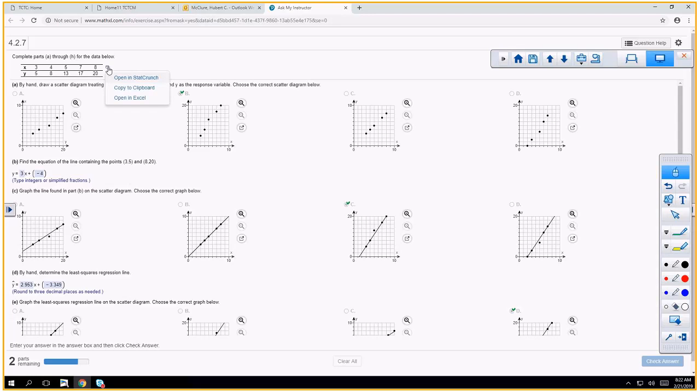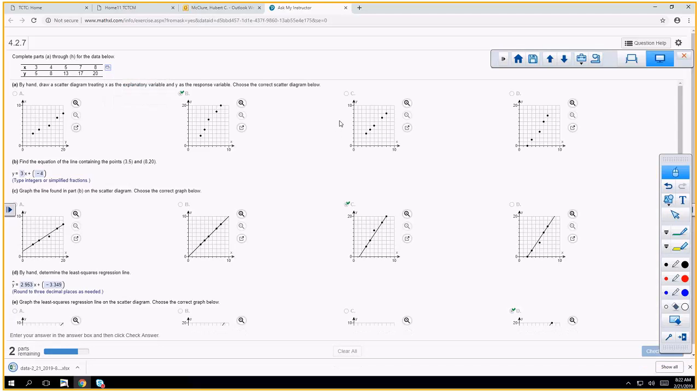I don't care what they're asking. Okay? So here we go. Open in Excel. And the reason I'm pulling it up in Excel is because it does a better job than your calculator. And it's easier for me to get everything on the board.